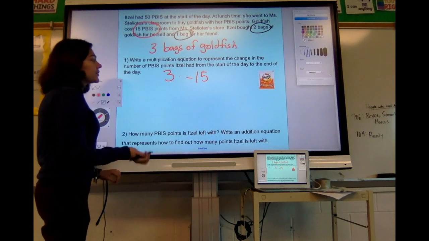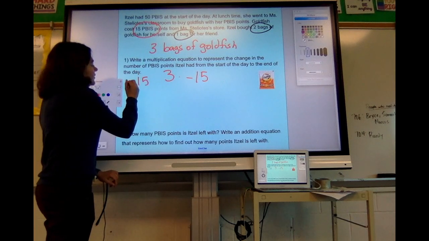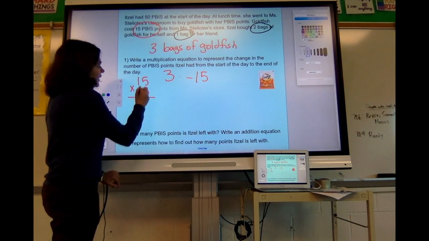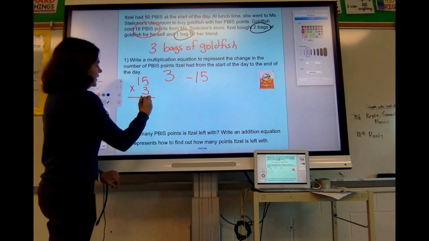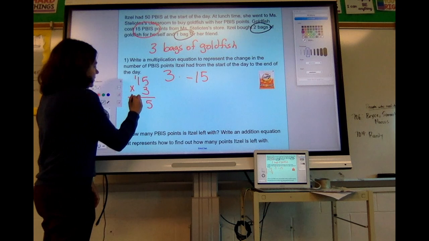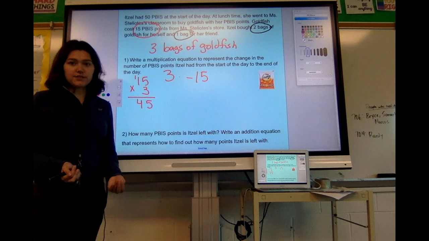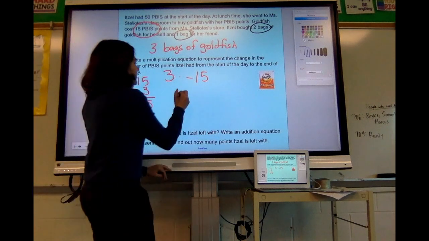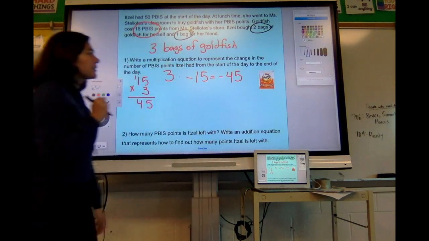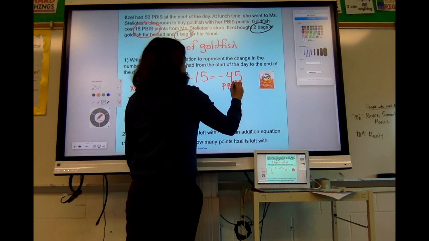If you don't know 3 times 15, remember the order doesn't matter with multiplication, so I'm going to write 15 times 3. Same thing as 3 times 15. 3 times 5 is 15, so I write a 5 here, carry the 1. 3 times 1 is 3, plus the 1, and I get 4. So 3 times 15 is 45. So then 3 times negative 15 is going to equal negative 45. And since this is a word problem, it's always good to have my units. So it's negative 45 PBIS points.